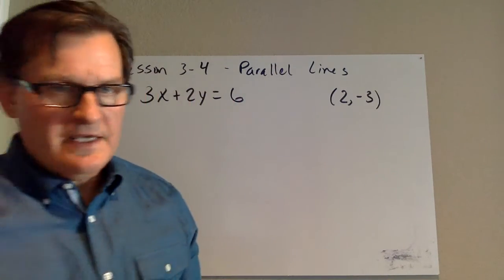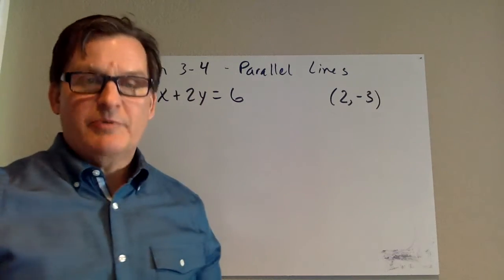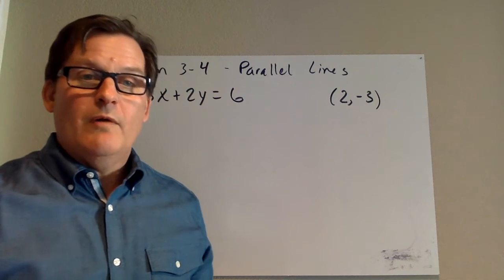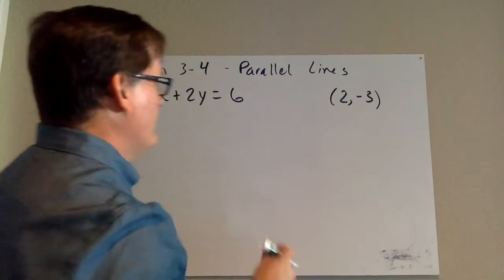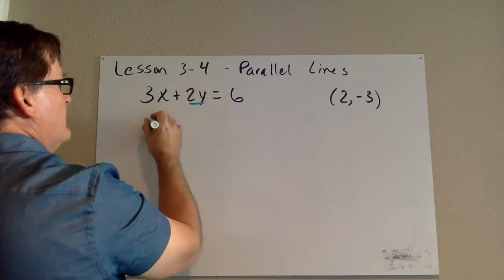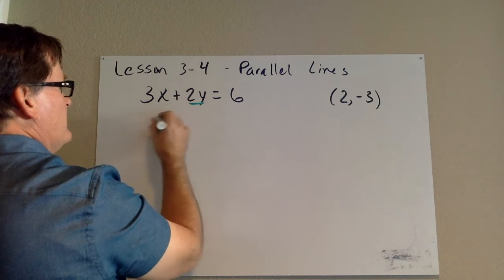The difference is this line's not in slope-intercept form, so I can't tell just by looking yet what my slope's going to be. So let's do that first. And I've demonstrated this, but we've got to solve this for y. I'm going to skip a few steps here.